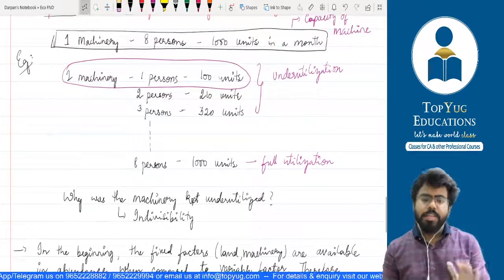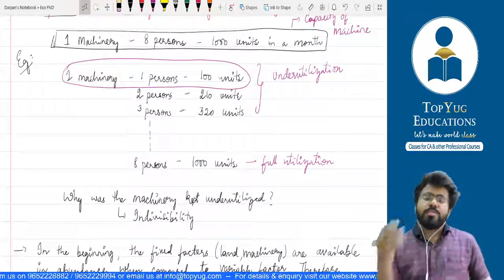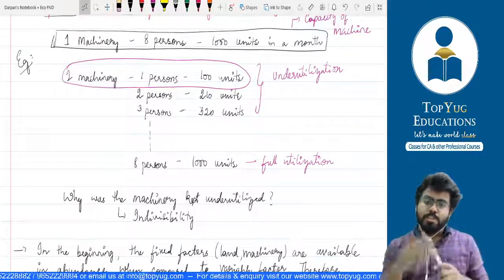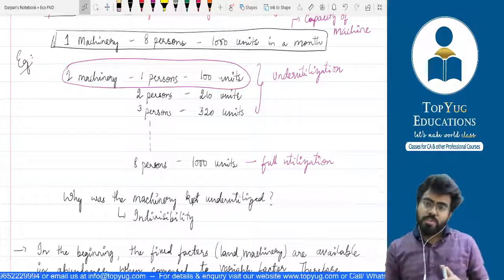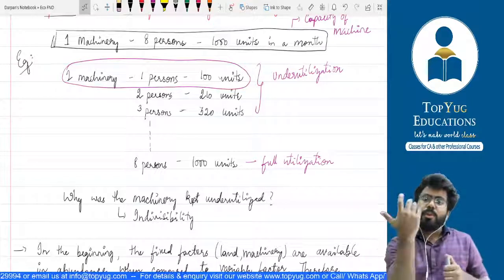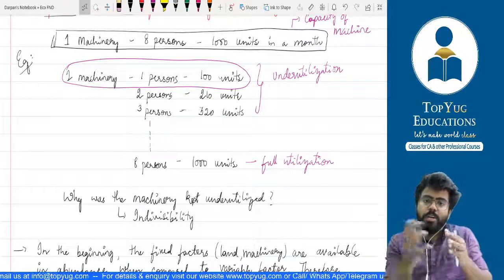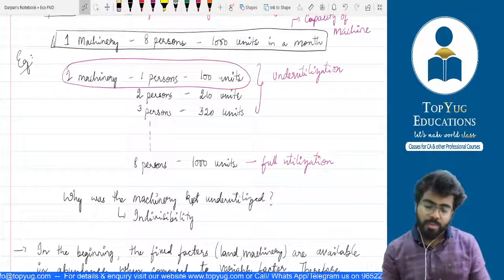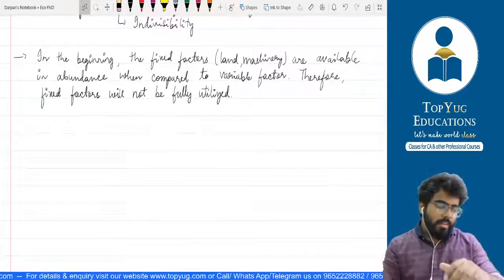In this example, you can take 5 machineries also. Say Sahil purchased 5 machinery and only 2 laborers. When compared to 5 machineries that you have purchased, why did you purchase 5? Because you are expecting that you will grow your production so much. But in the starting, let's say you employed only 6 laborers, 5 machinery and 6 laborers. When compared to the laborers, fixed factors are in abundance. That means you are not using it properly. Correct? You are not fully utilizing it. Next line.